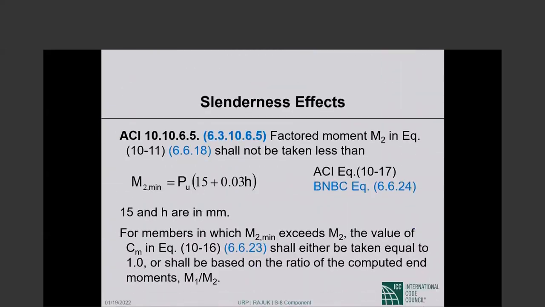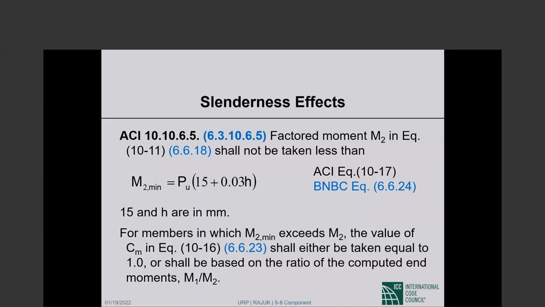Anyway, I think I have made the point. Okay. Now, factored moment M sub 2 in equation such and such shall not be taken any less than the given minimum. Okay, M sub 1 is the smaller of the end moments, M sub 2 is the larger of the end moments. M sub 2 shall not be taken any smaller than the value given. Okay, and then the magnified moment will be this minimum moment multiplied by delta sub ns.